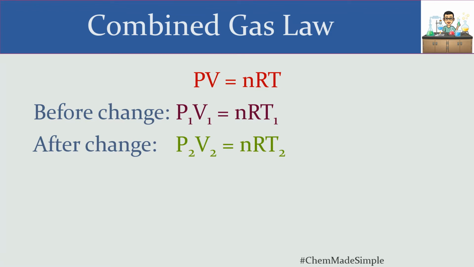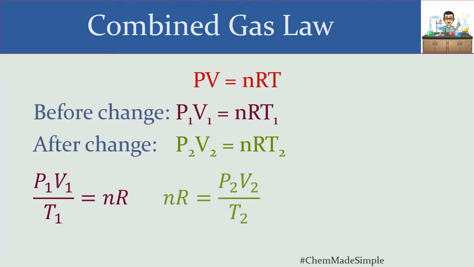If we rearrange this equation so that we isolate the constant values, n and R, this is what we end up with. If I isolate nR and divide both sides by T in this first expression, I end up with P1V1 over T1 equals nR. If I do the same thing for the second equation, where I put all the things that are changing on one side and all the things that are constant on the other side, I end up with P2V2 over T2 equals nR as well.